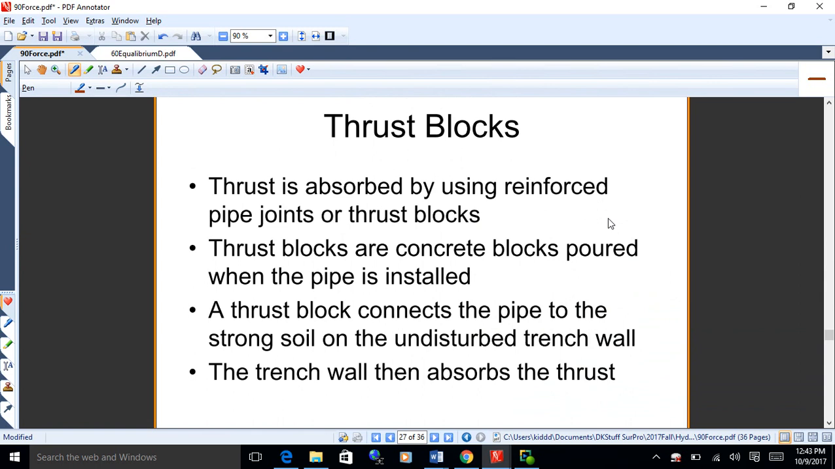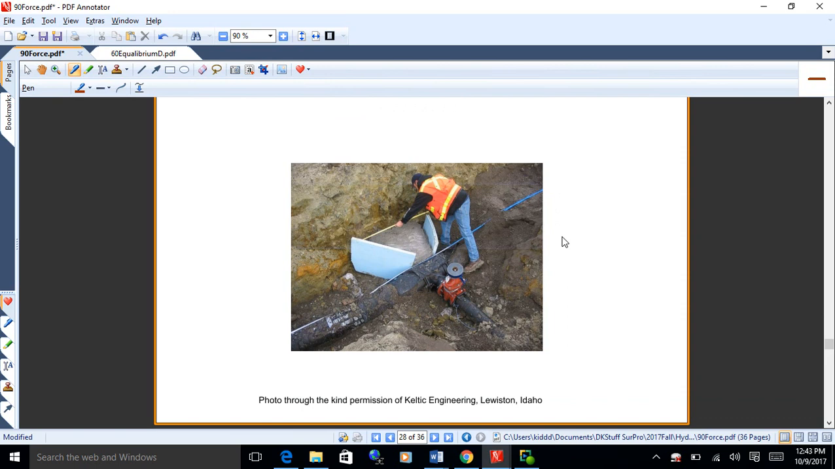Okay, so thrust is absorbed by using reinforced pipe joints or thrust blocks. Thrust blocks are concrete blocks poured when the pipe is installed. You're just taking the force to the strong, undisturbed soil on the back side. So step number one here is to calculate the force.